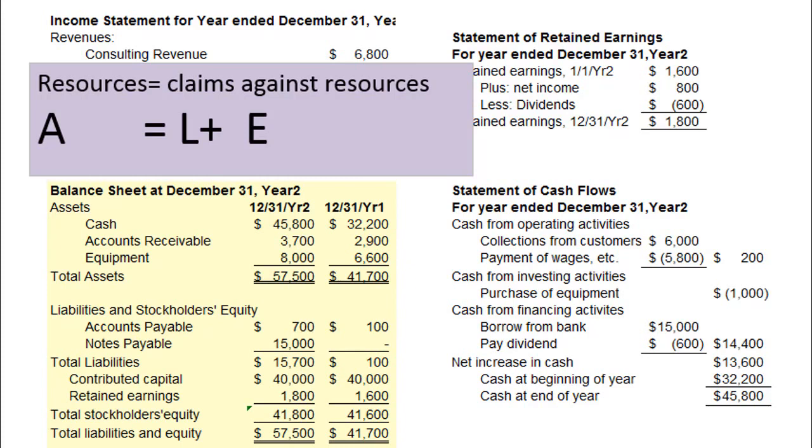We define assets as all of the resources of a business, and we define liabilities and equity as different types of claims against those resources. All of the resources of a business can be claimed by somebody, either creditors or owners. Liabilities are the claims of the creditors. Equity is the claims of the owners.